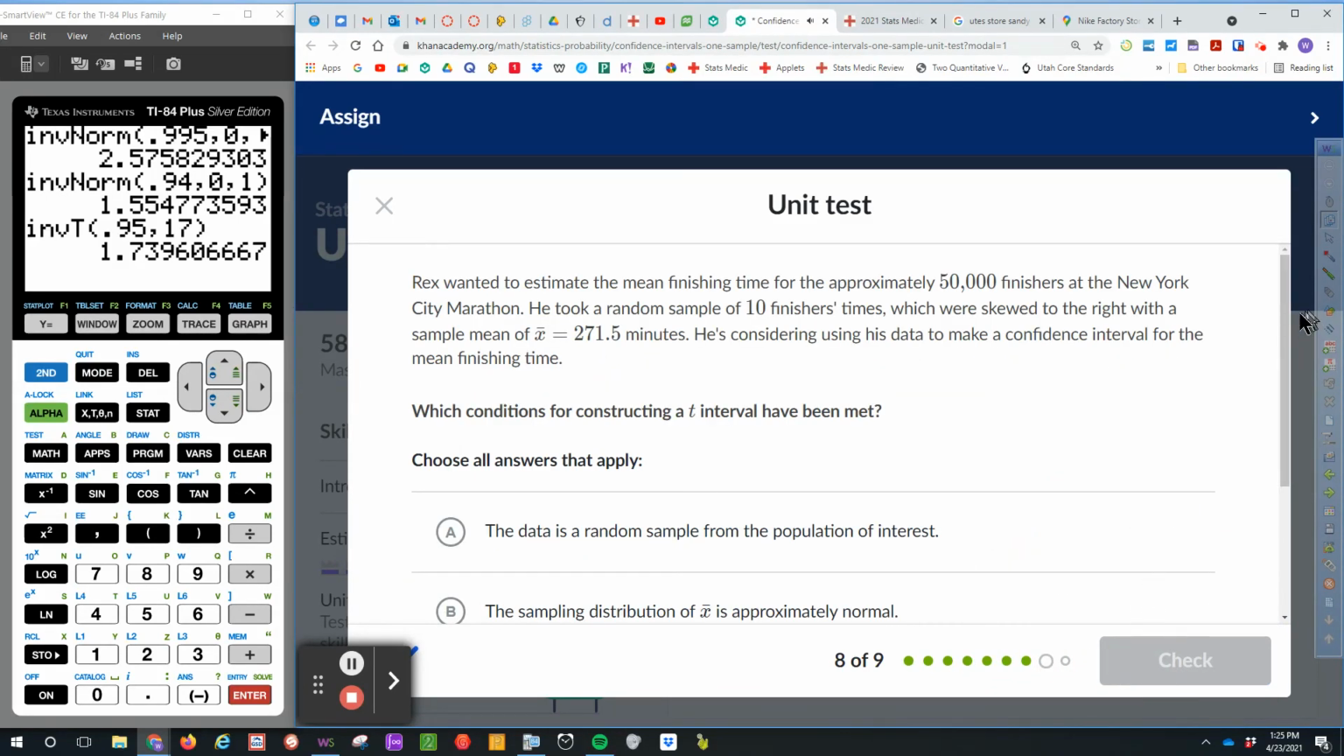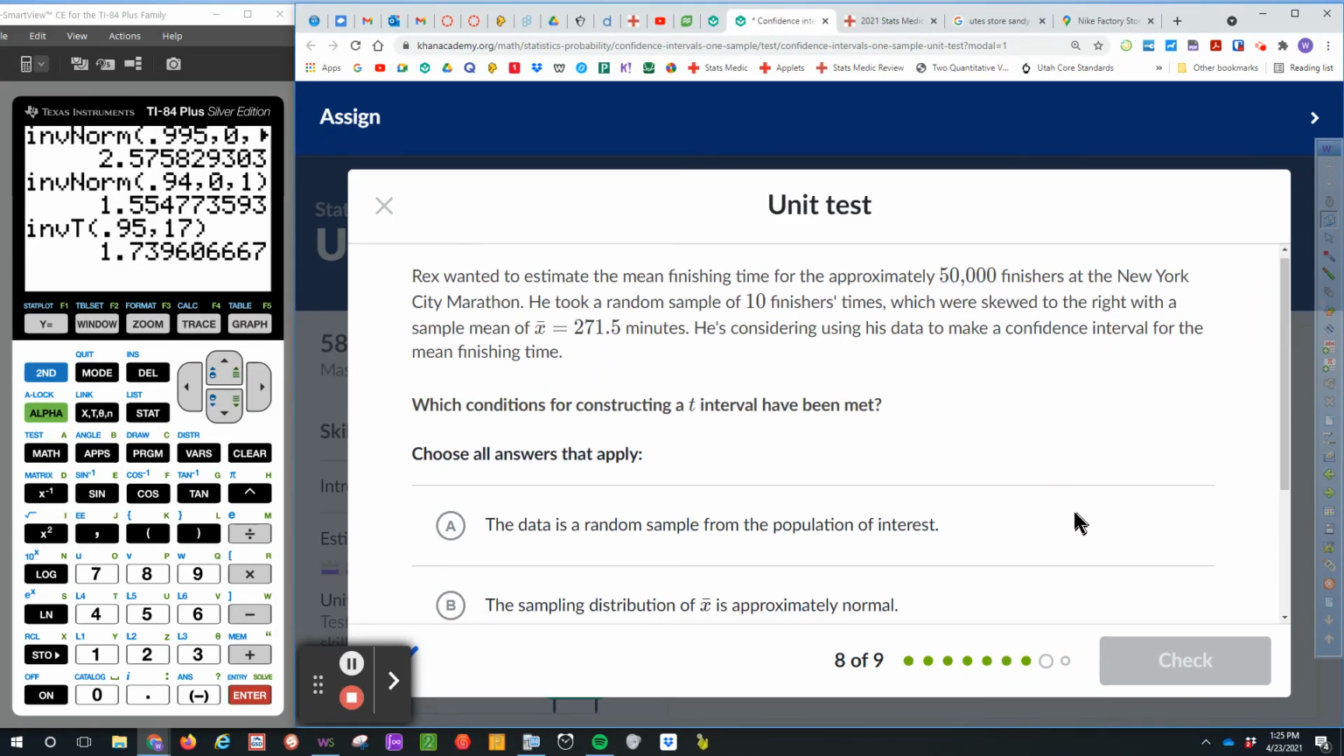Okay, 2 more questions. Let's go. Rex wanted to estimate the mean finishing time for the approximately 50,000 finishers at the New York City Marathon. He took a random sample of 10 finishers' time, which was skewed to the right with a sample mean of X bar equals 271.5 minutes. So they tell you that the sample was already skewed to the right. So he's considering using his data to make a confidence interval for the finishing time.